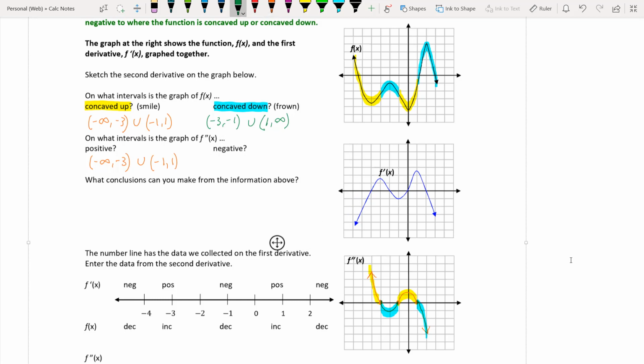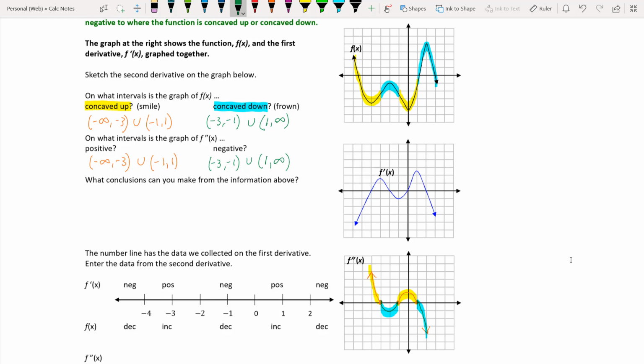Okay, look at the second one as well. Where is f double prime negative? That would be -3 to -1, as well as 1 to infinity. The graph of f double prime is negative. It matches the intervals right above there.